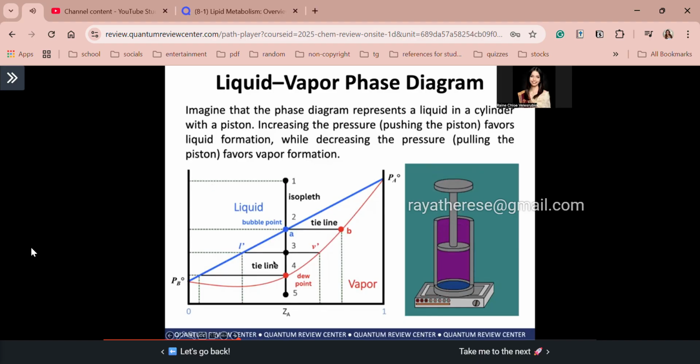Okay? So here, guys, in this graph, we have what we call the liquid phase and the vapor phase. In this region, okay, this is purely liquid. So your mixture of A and B here is purely in liquid phase. Tapos dito naman in this region, okay, the mixture of A and B here is purely in vapor phase.